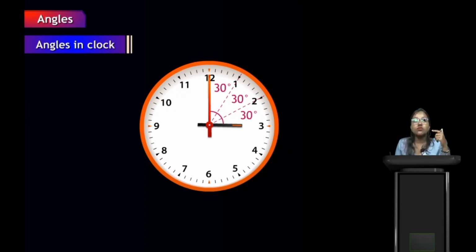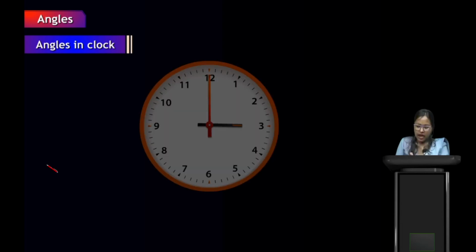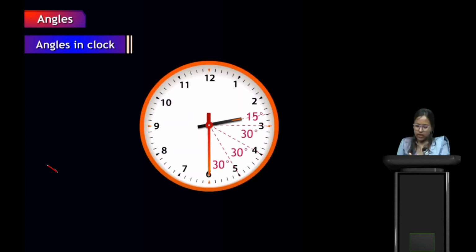Okay, now for 3 hours. When it is 3, again for 1 hour it was 30, next 1 hour more 30 and next 1 hour again 30. So 30 plus 30 plus 30. So how much angle will it create when 3 hours have passed? Total 90 degrees will be created at the center. Okay, so the angle will be 90 degrees.